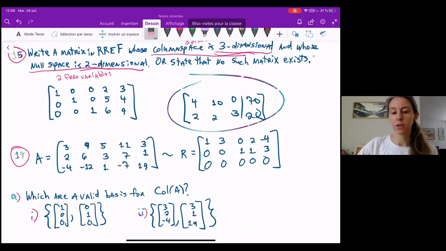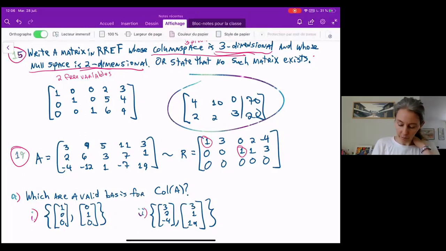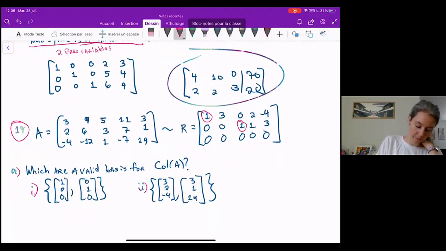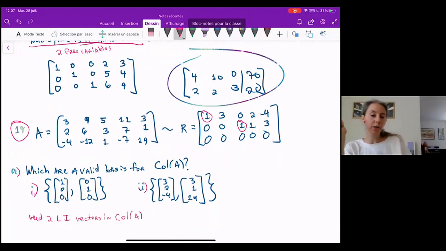How many pivots does R have? It's got 2 pivots, you got it. So I've got 1 pivot there, and I've got 1 pivot there. So what that means is I just need 2 linearly independent vectors in the column space. So 2 should be pretty straightforward.